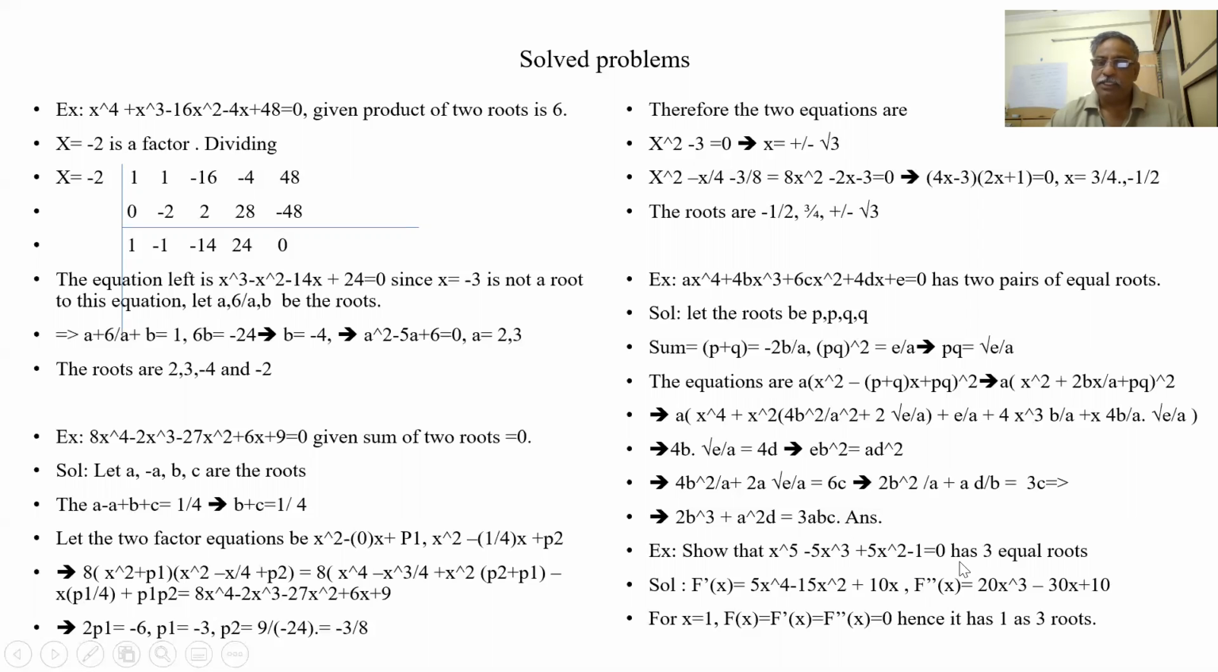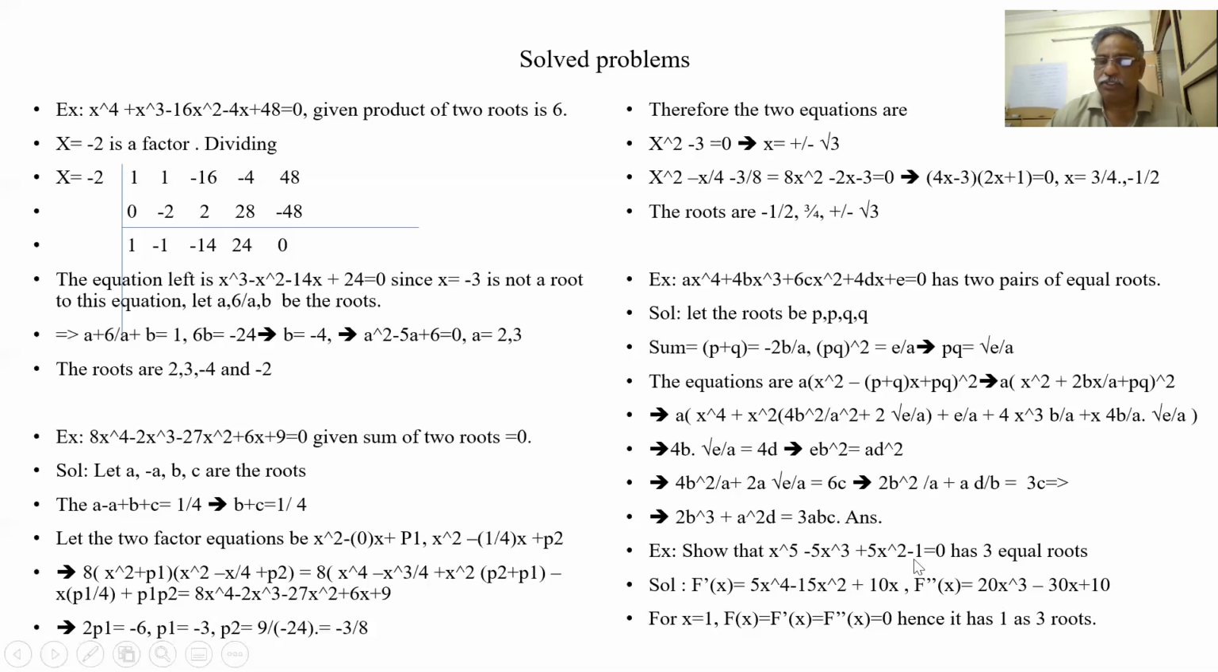So now it has three roots. The question is, this equation has three common same roots. So when the same root is three, what does it mean? f dash x, f double dash x, and f of x have the same root. So I'm taking f dash x. When I do differentiation, 5x to the power of 4 minus 15x square plus 10x minus 1 is 0. Again f double dash x is 20x cubed minus 30x plus 10.